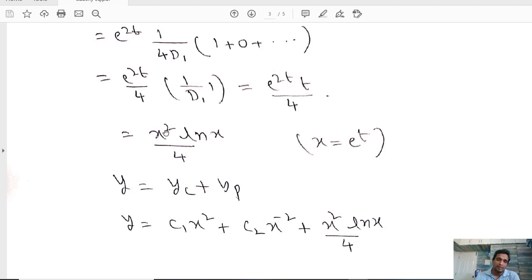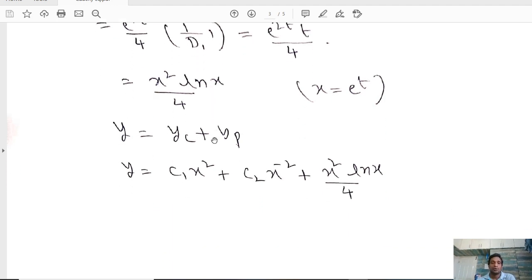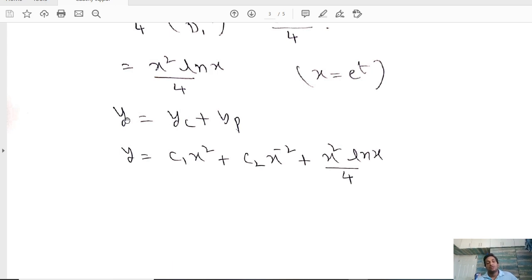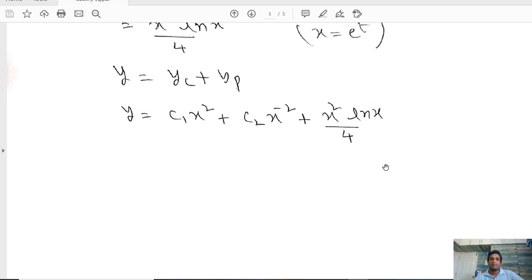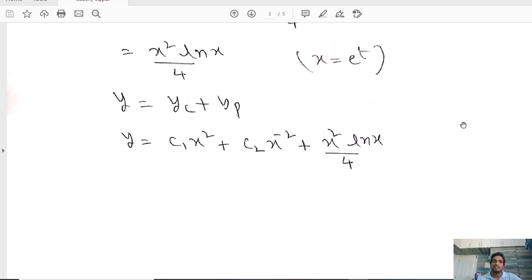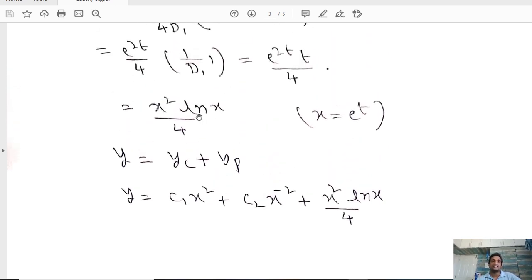E power 2t becomes x square, t becomes ln x, if I interchange t terms into x. So the value y is equal to yc plus yp, and y is equal to c1 x square plus c2 x power minus 2. The yp is x square ln x by 4. Remember this one. Again we have to change t terms to x.